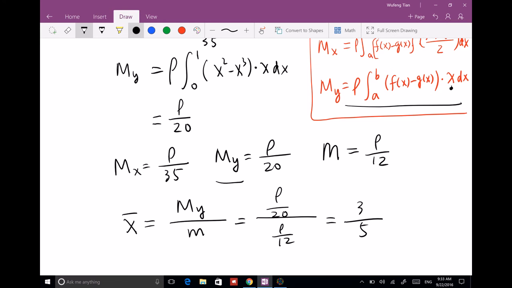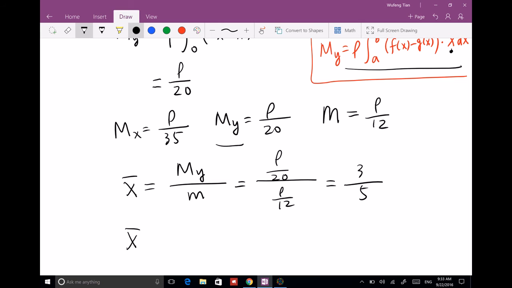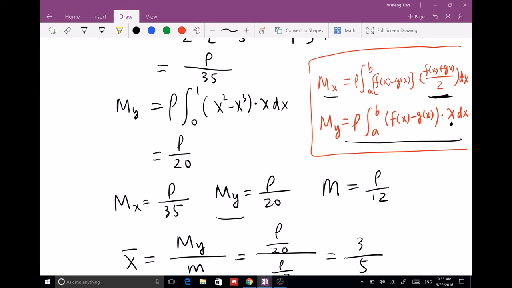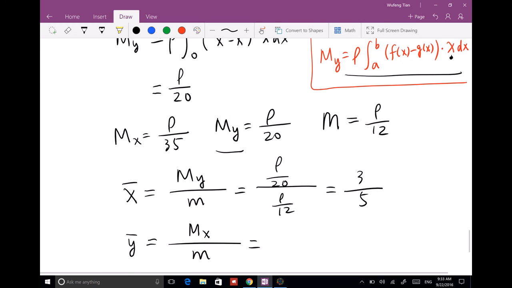Okay, the center of y equals the m of x over m. Even though I call it mx, moment of x, the length of the moment arm is still in the y direction. So it's rho over 35, plug in rho over 12. The final answer is going to be 12 over 35. Okay, so then we're done with this one.